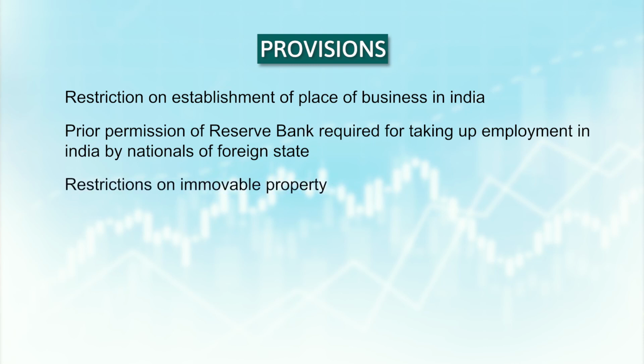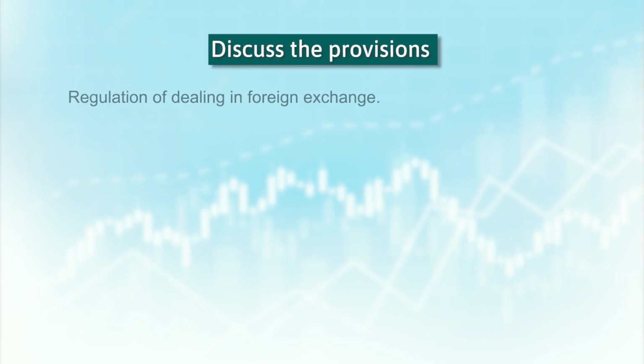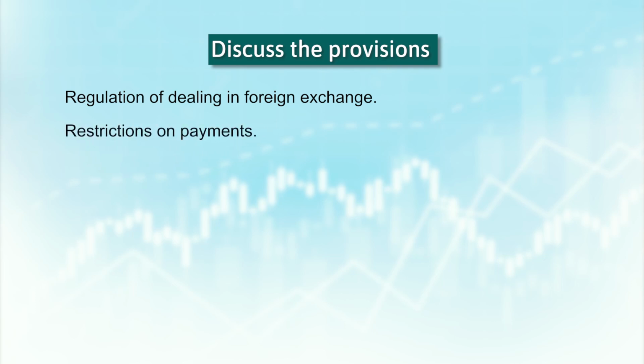Restrictions on immovable property. That is a property which is not mobile, and any kind of restrictions can be imposed on it. So we can invite a question in this regard: discuss the provisions. When we are discussing the provisions, the first provision is regulation of dealing in foreign exchange. This basically refers to the cyber risk or any kind of risk associated with the transaction policy. Secondly, restriction on the payment clearing systems, and how more flexibly it can be done.